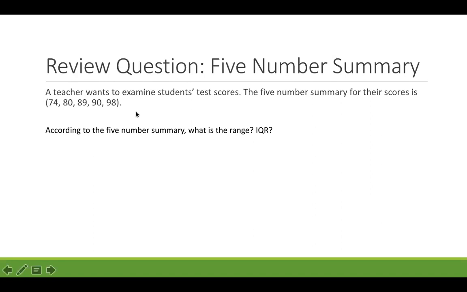All right, awesome. Great job, guys. So the range is 98 minus 74, which is 24. And then the IQR is 90 minus 80, which is 10. Great job.